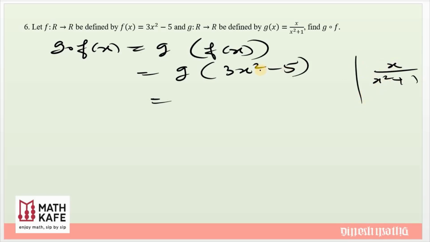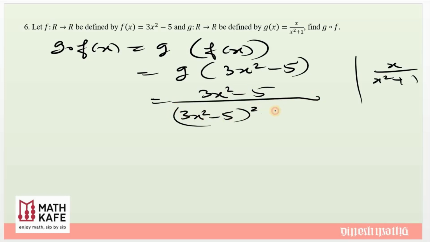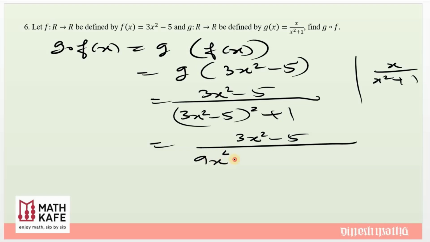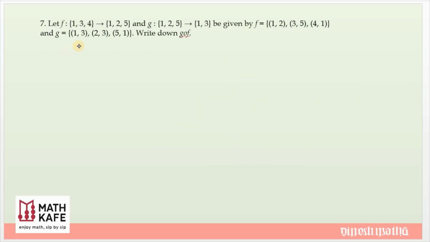Now what is x here? 3x square minus 5. This is 3x square minus 5 whole divided by 3x square minus 5 the whole square plus 1. So that you can simplify and leave it. This is (3x square minus 5) square. So 9x to the power 4, 2ab, 30x square, plus 25 plus 1, 26. This is another type of example.